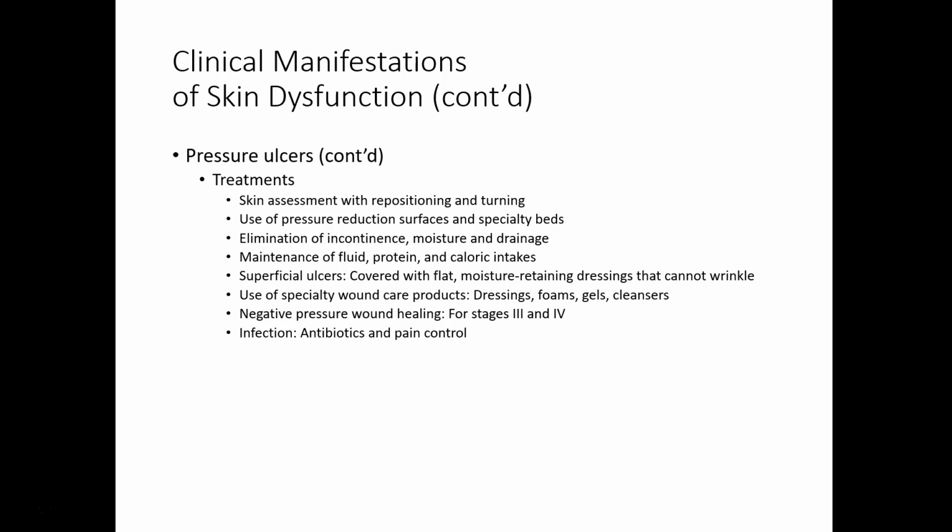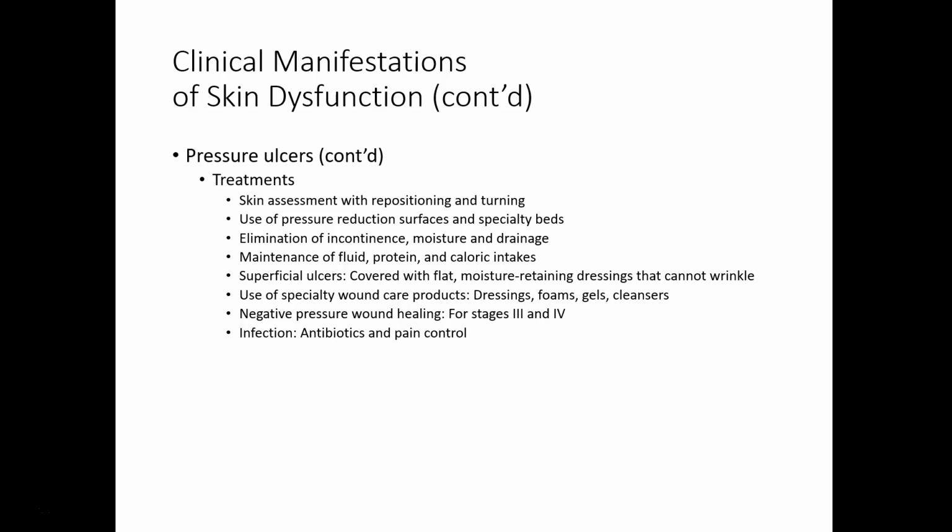When we want to treat superficial ulcers, cover with flat, moisture retaining dressings that cannot wrinkle, and use specialty wound care products such as dressings, foams, gels, and cleanser. Negative pressure wound healing, so wound vacs, particularly for stages 3 and 4.